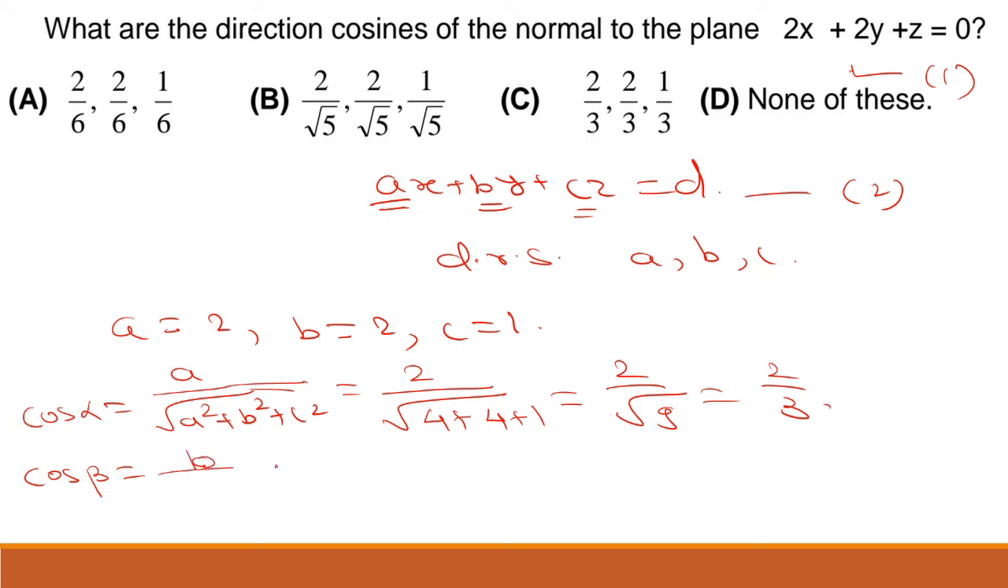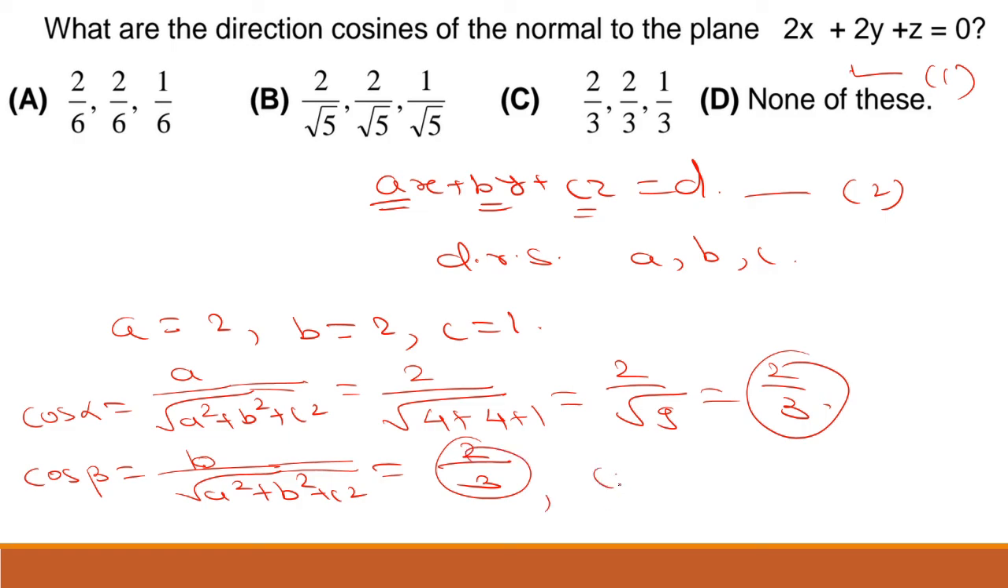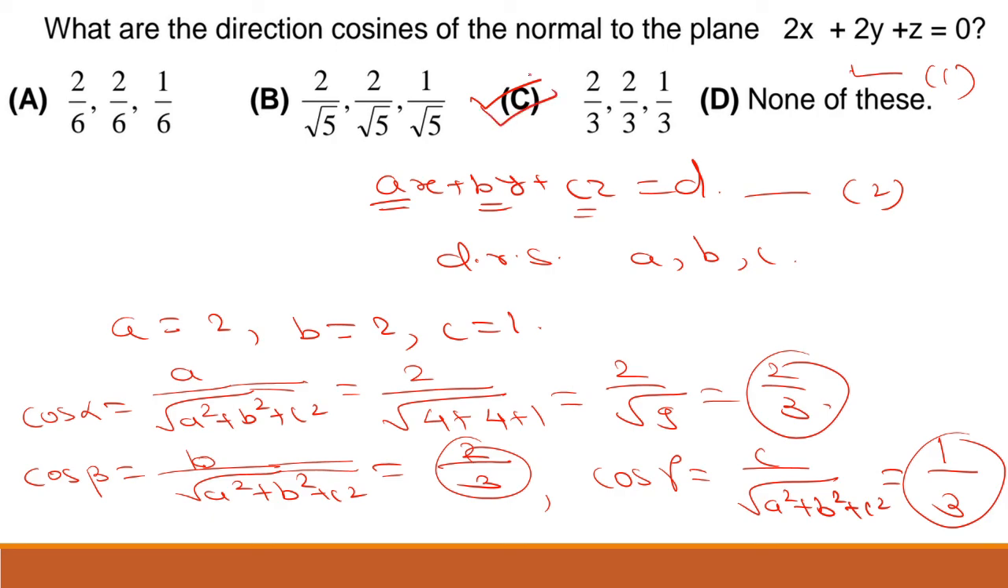Again cos beta will be what? That is b upon root a square plus b square plus c square, and that is equal to, now here what is our b? Now b is 2 and the denominator will be 3, so cos beta will be 2 by 3. So the first came 2 by 3, the second also came 2 by 3. Now let us calculate third one, that is cos gamma. Okay, so that is c upon root of a square plus b square plus c square. Now here what will be c? Now here the value of c is 1, and denominator will be 3, so 1 by 3, so 2 by 3, 2 by 3 and 1 by 3. So in this way option C will be the correct option.